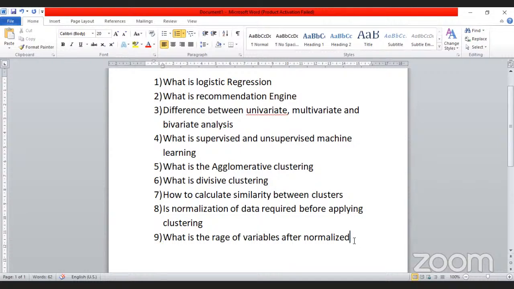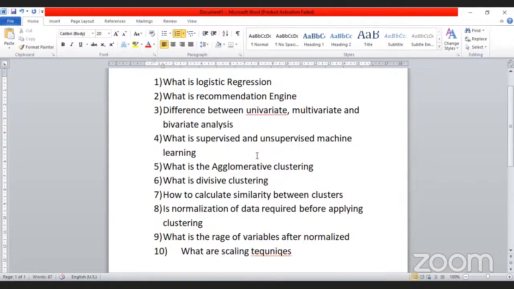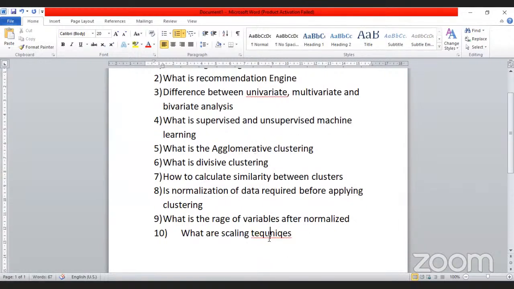We can consider the next question as, what are the scaling techniques? There are two scaling techniques. Okay, one is standardization and another one is normalization, right?